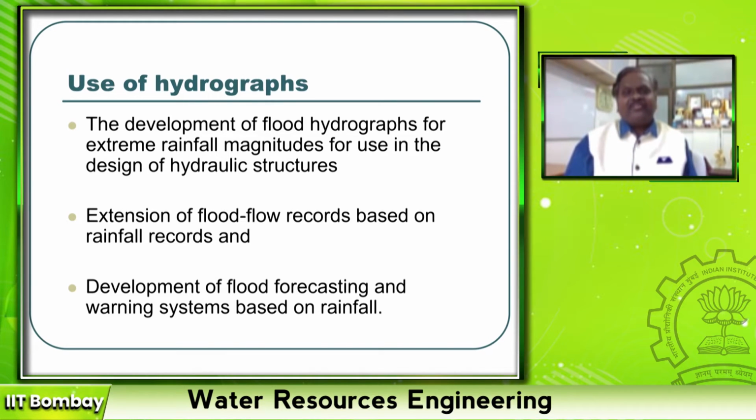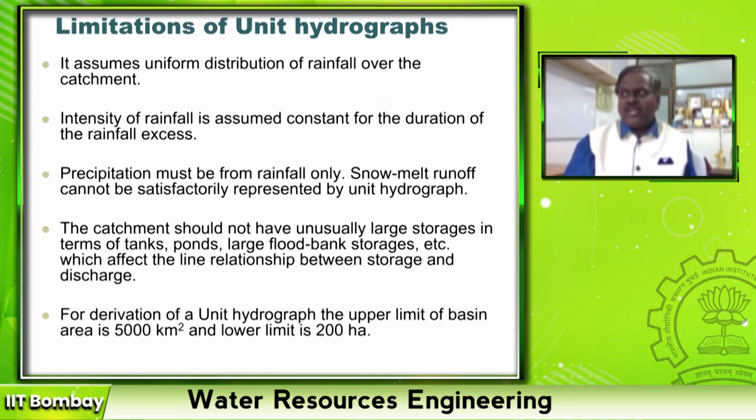Suppose you have a unit hydrograph, then you can estimate what could be the direct runoff due to a given high intensity rainfall. The third one is it can be used in flood forecasting and flood warning systems based on observed rainfall. But since we have made several assumptions like time invariance, linear response, rainfall uniformly distributed, constant duration, then limitations should also be large.